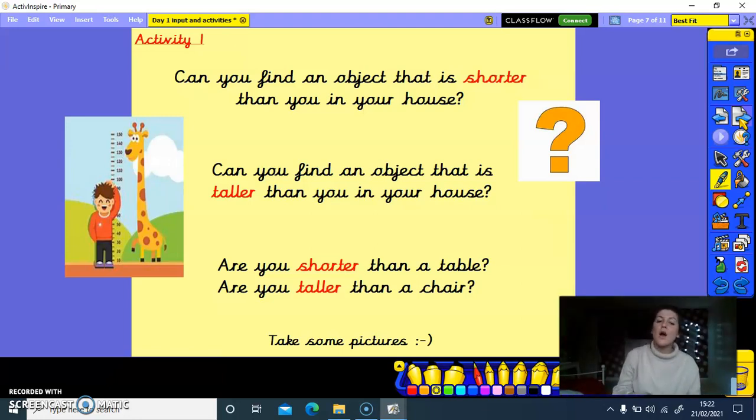And then I want you to think, are you shorter than a table? Are you taller than a chair? So take some pictures, go on an adventure, and then come back to the video. Find an object that is shorter than you, taller than you, and then investigate, are you shorter than a table or taller than a chair? Take some pictures and come back soon.